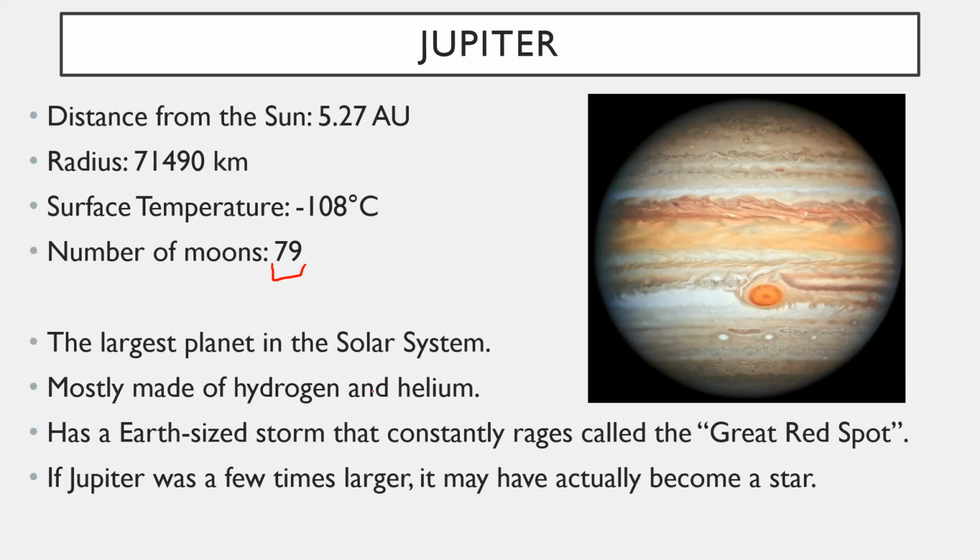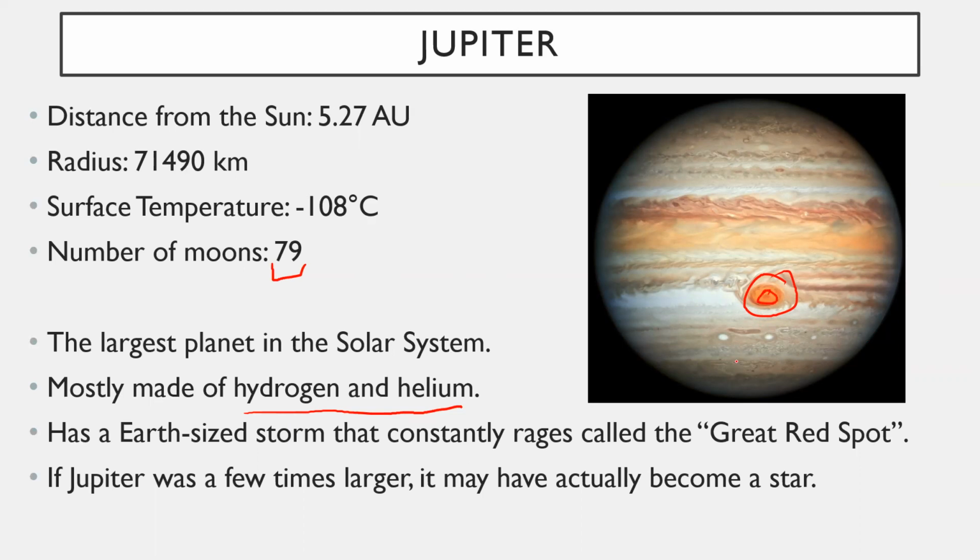It's made mostly of hydrogen and helium, so it's made of the same stuff the sun is, which is quite interesting, right? And another big key feature about Jupiter is it has an Earth-sized storm called the Great Red Spot. So right here in this picture, that spot, which is a giant hurricane, basically, that's as big as Earth. Earth could fit in there.